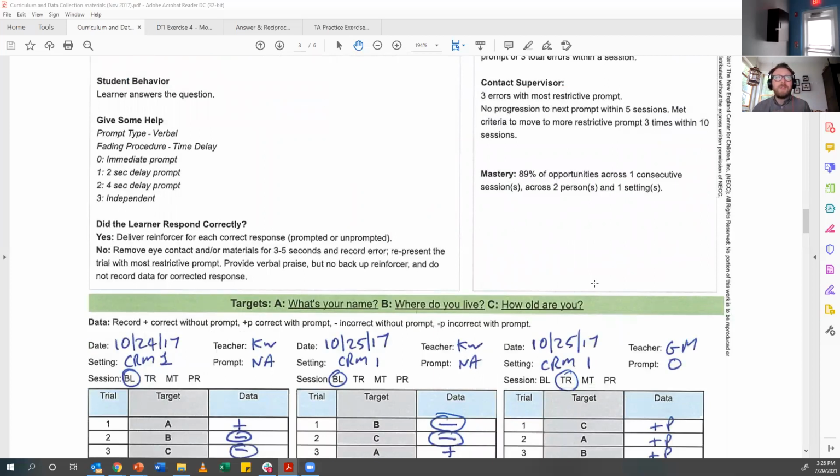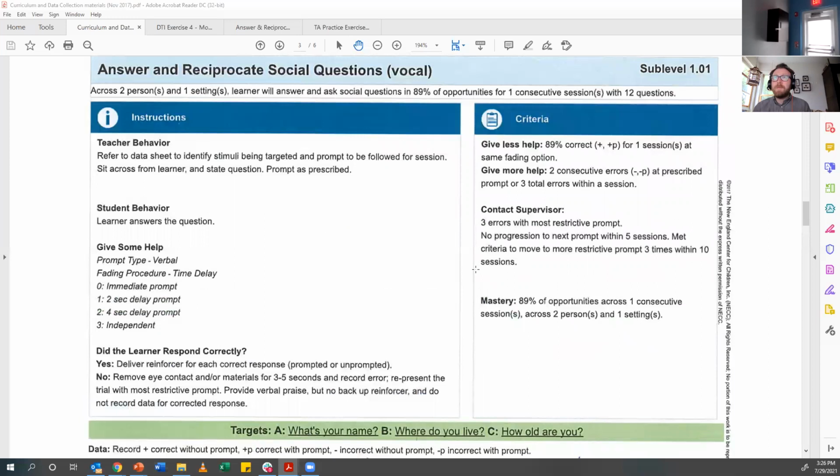Okay? Now on this data sheet, from that full lesson plan that we saw in the first 2 pages of this PDF, we see the teacher behavior, the student behavior, what the prompt type and fading procedure is, what to do when the student responds correctly or incorrectly, and then we see our criteria for prompt fading. Now that criteria is going to be important because I'm basically going to tell a story right now, how we get from baselining these targets with these students, these 3 questions, whether the student can answer these questions or not, through to us teaching him, in this case a he, to answer those questions, okay?